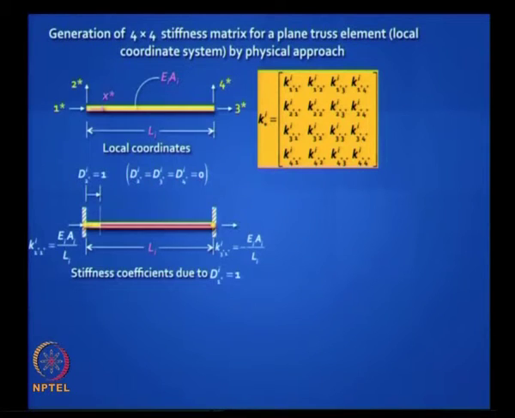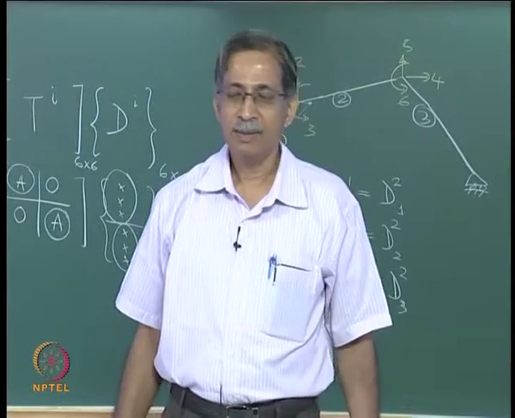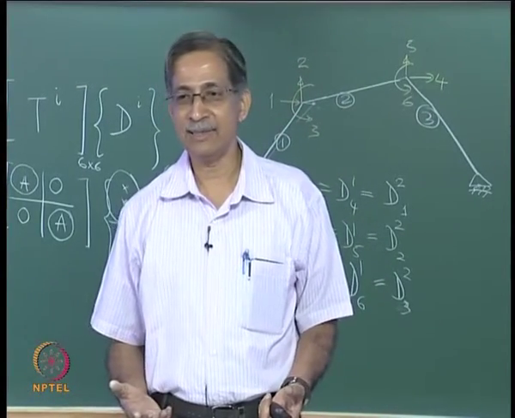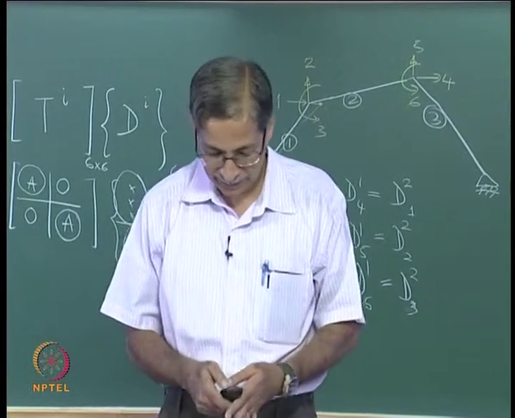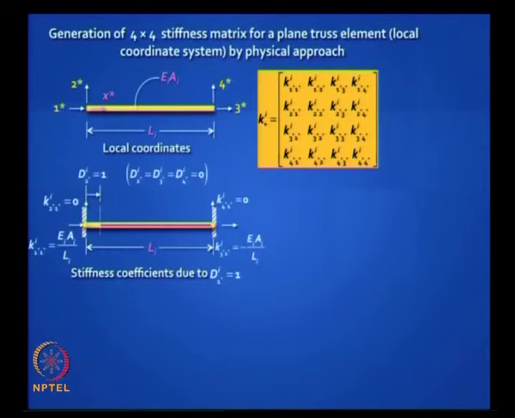What is the reaction you will get at the other end? With a negative sign. Why? Because it has to be opposite. We have chosen 3 star positive, right? Now what is K2 star 1 star? You see this symbol, does this make sense to you? We have got this value, that is EA by L. We have got this value which is minus EA by L. What is this value and what is that? Why is it 0? Because there is no reaction, there is no resistance, there is no problem, right? So those are 0, correct.